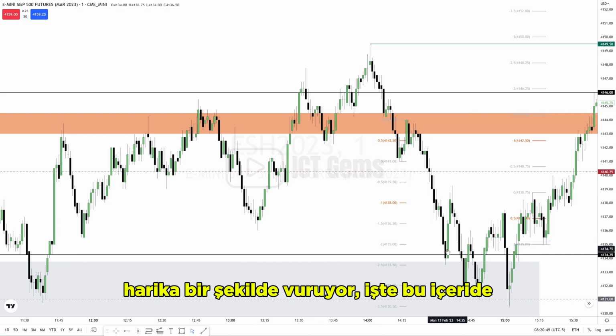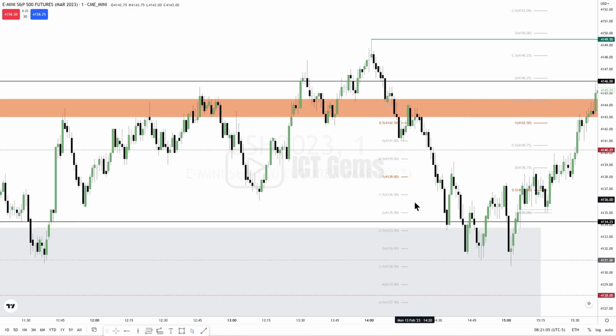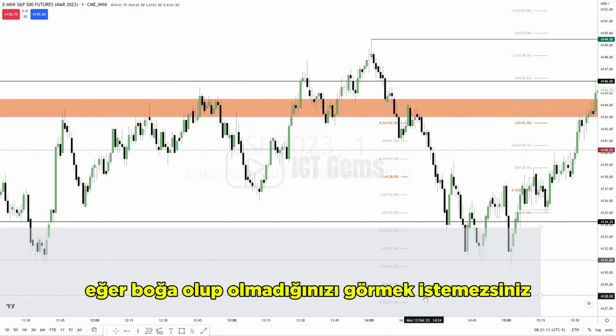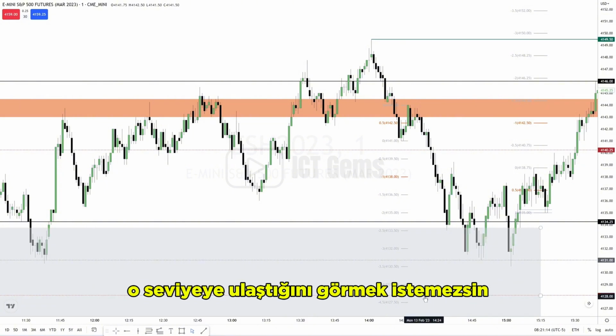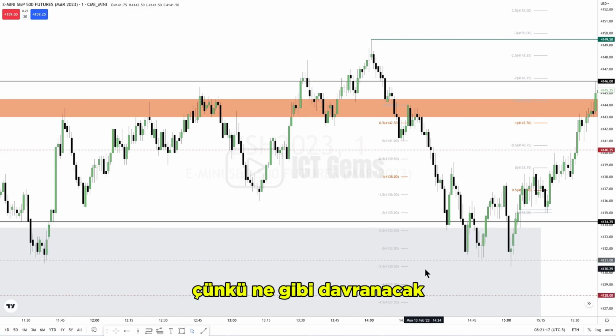It hits it wonderfully. This one here is inside of the high end of the fair value gap that's shaded at 15-minute time frame. And then here is consequent encroachment. I'm sorry, the upper quarter, and this is consequent encroachment. If you're bullish, you don't want to see that level hit. You want to see it respected in the upper portion of it, because it'll act like what?